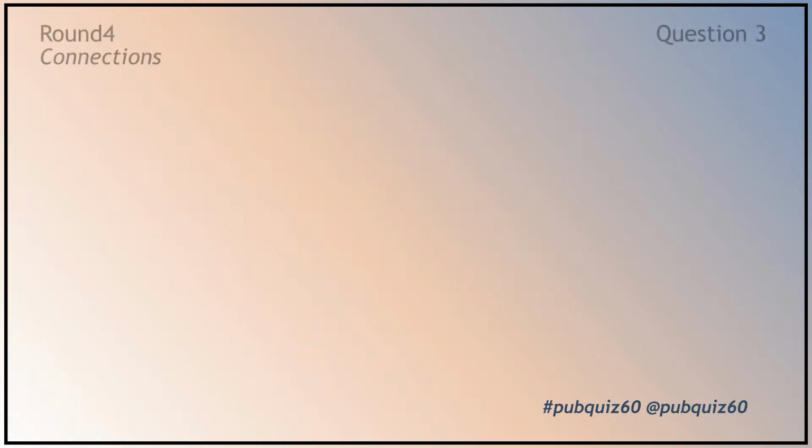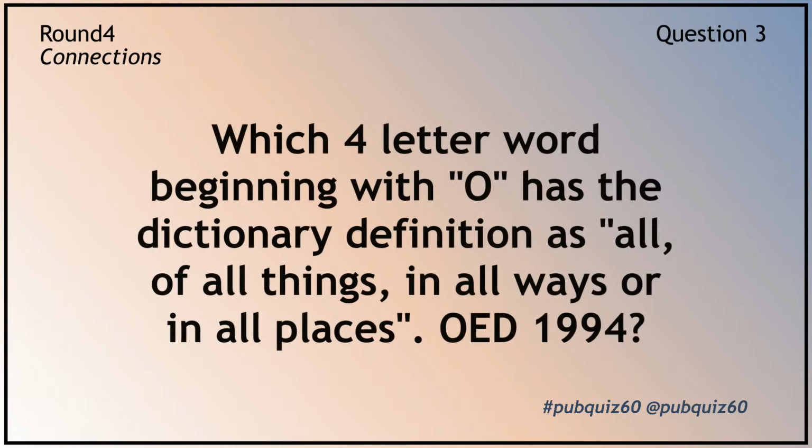And that takes us into question 3. Which 4-letter word beginning with O has the dictionary definition as all, of all things, in all ways, or in all places? And that's from the Oxford English Dictionary, 1994. Which 4-letter word beginning with O has the dictionary definition as all, of all things, in all ways, or in all places? And again, we'll have 20 seconds there on the clock.